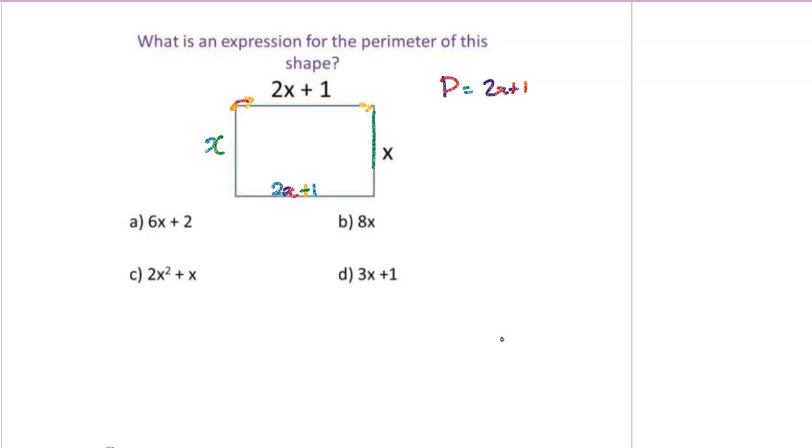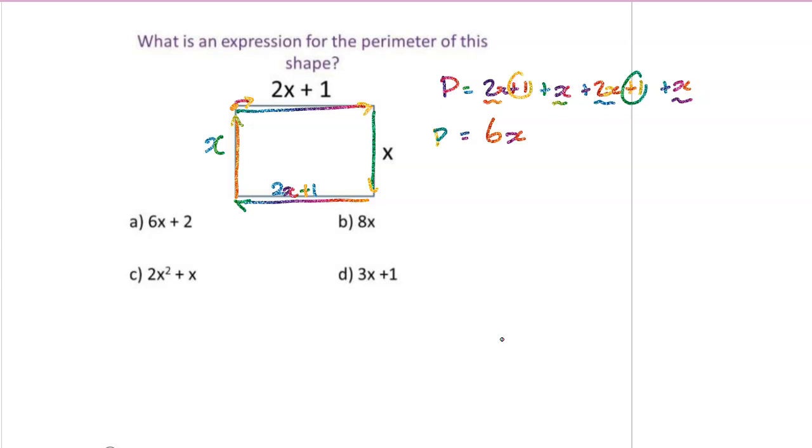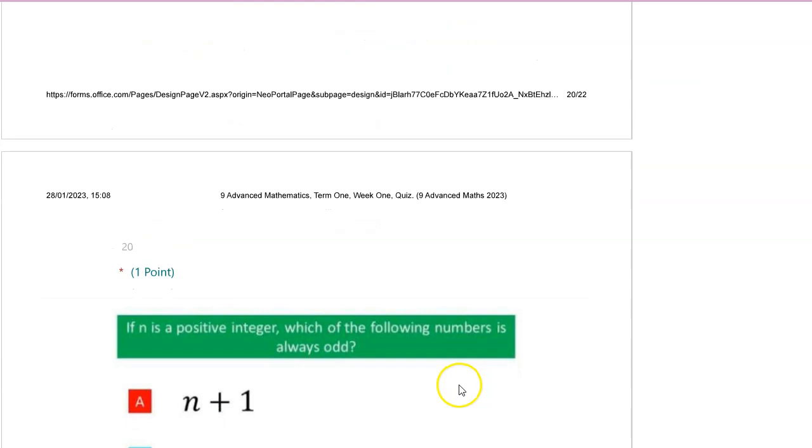Then I'd have x. I'll be travelling down, so I've got 2x plus 1, then x, and I'm going to add another x, then add 2x plus 1 again, and finally, to get back to the start, I have to add another x. Collecting all my like terms, I've got 2 x's, plus another one is 3, plus another 2 is 5, plus another one is 6: 6x. What about my numbers? I've got a positive 1, there's another positive 1, so 1 plus 1 is 2. That's it: 6x plus 2, that's the answer we're looking for.